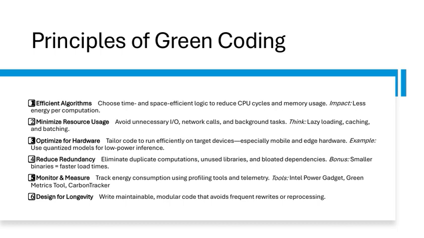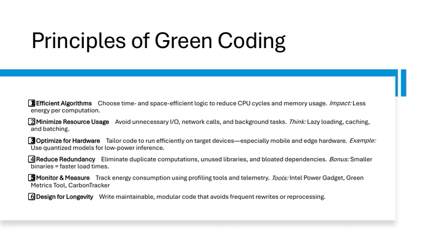Another key point is optimizing for hardware. Tailoring your code to run efficiently on the specific devices you're targeting, especially mobile and edge hardware, can make a significant difference. For example, using quantized models for low-power inference helps achieve better performance with less energy. Reducing redundancy is also vital. This means eliminating duplicate computations, unused libraries, and bloated dependencies. The benefit? Smaller binaries that load faster and consume less energy.